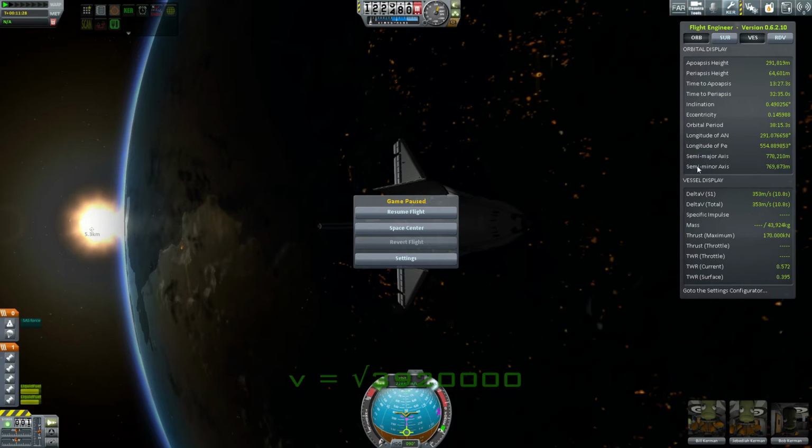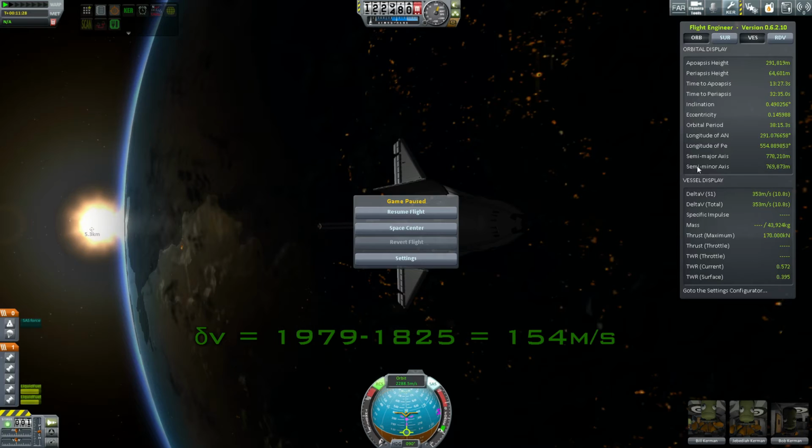And that gives us V equals the square root of 3,920,000, which comes to 1,979 meters per second. At that stage, it's a very simple subtraction problem to find your delta V, which you just take the desired velocity, subtract your current velocity from it, and we get a total delta V change of 154 meters per second.